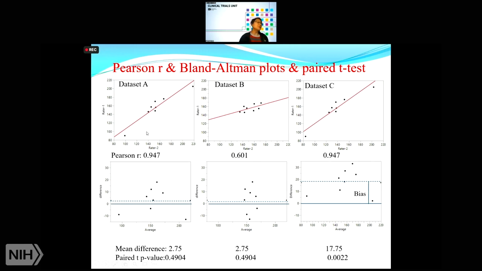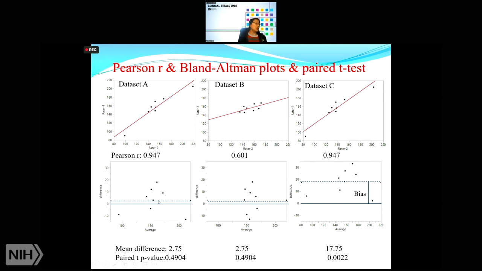The upper three scatter plots show the correlation between reader 1 and reader 2. Comparing data sets A and B, we found the Pearson correlation is smaller in data set B, indicating a weak correlation for data set B. This also means that small between-subject variation leads to weak correlation. Comparing data sets C and A, they have exactly the same correlation coefficient, indicating the Pearson correlation does not consider systematic error.